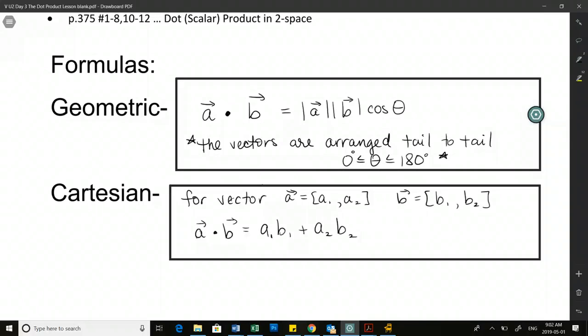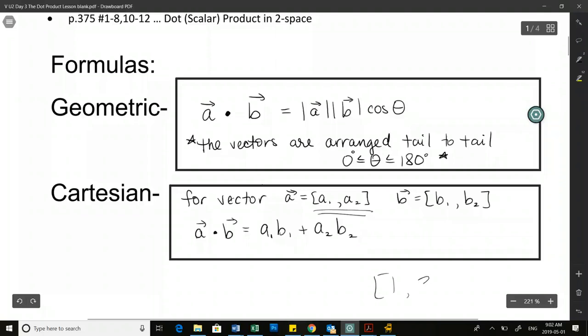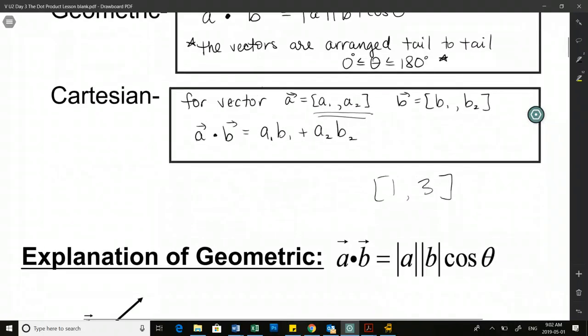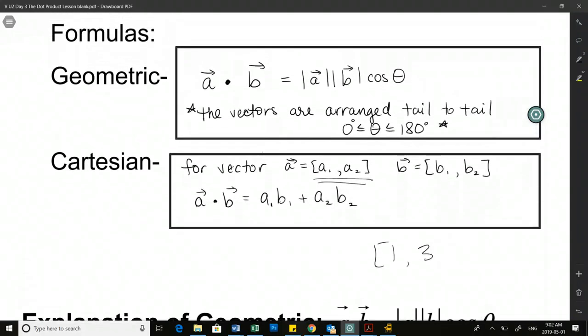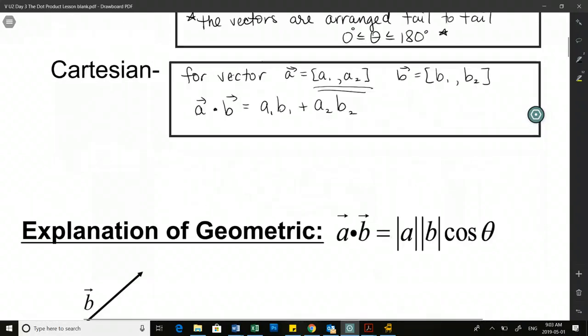So geometric is what we were working with last chapter. It will tell us the direction of the vector and its magnitude, whereas Cartesian is going to be expressed like this, as a vector 1, 3. Yeah, exactly. I'll show you examples of each of them, and then I think you'll get the idea of why we need separate formulas.